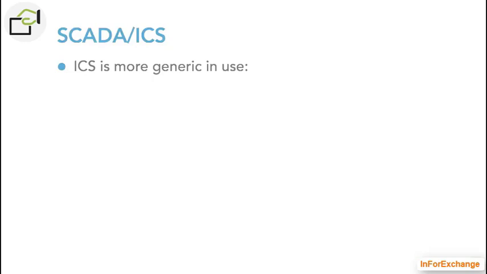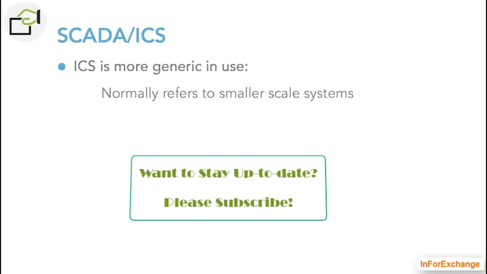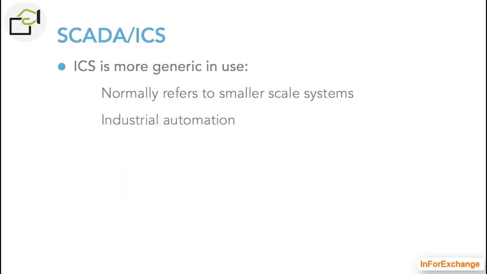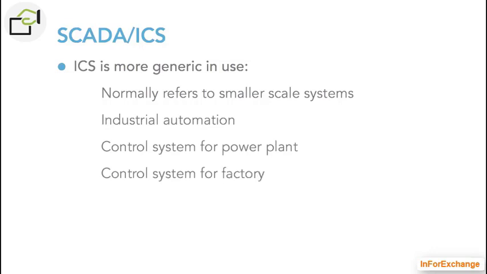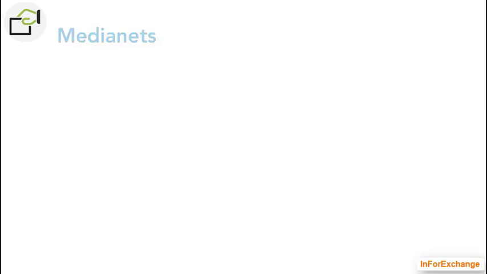ICS, while it is the more generic term, when people use the term ICS, generally what they have in mind is smaller scale systems. The smaller scale systems they have in mind when they use the ICS term would be things like industrial automation, control systems for power plants, control systems for factories, and even control systems for HVAC or heating and air conditioning systems.